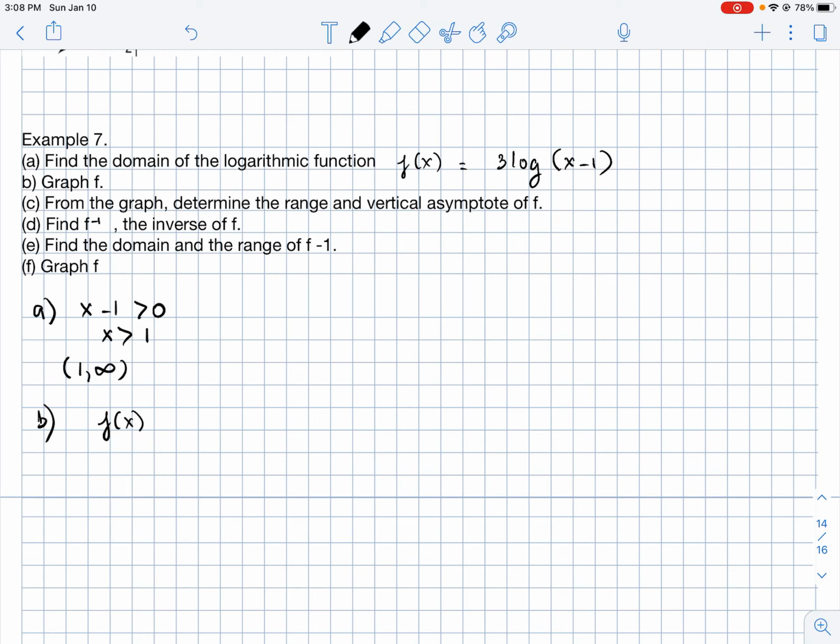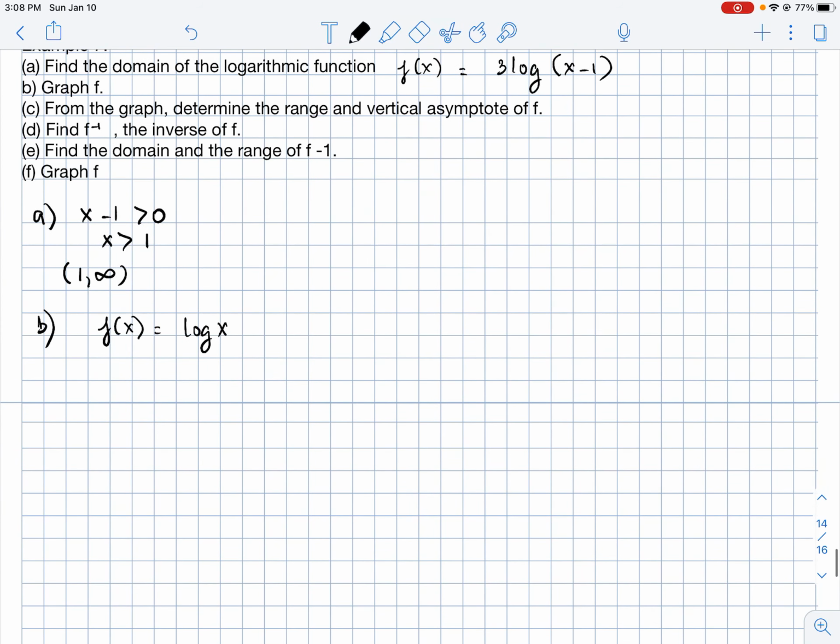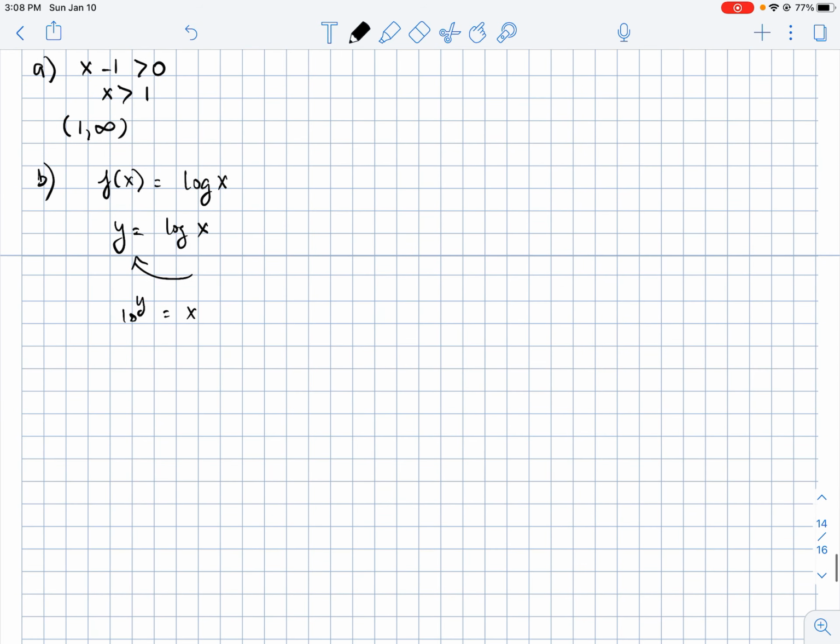In part B, we want to graph the function f of x equals 3 log base 10 of x minus 1. We will begin from f of x equals log base 10 of x, and then we use the transformation. We can either use the calculator because we have log base 10 in the calculator, or we can convert this into the exponential equation. There is a 10 that you do not see, and we will write 10 to the y equals x.